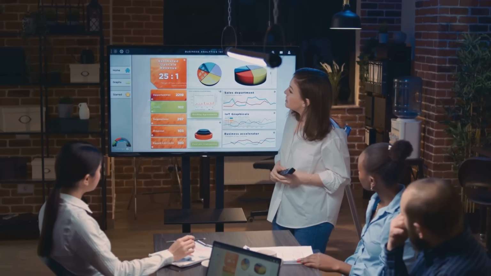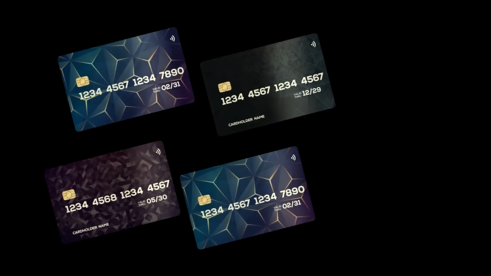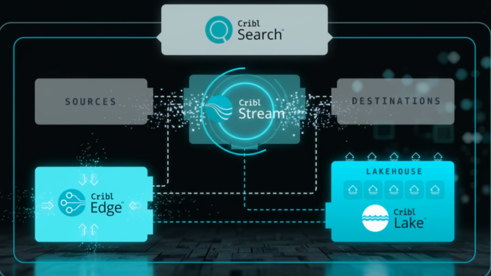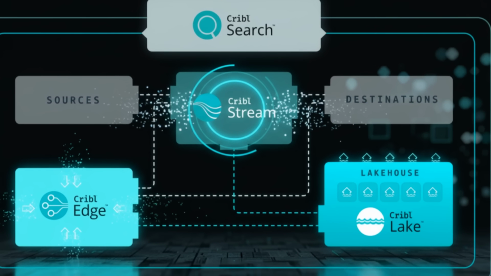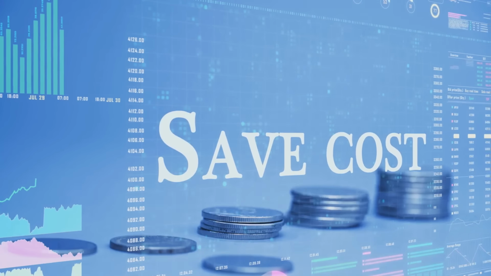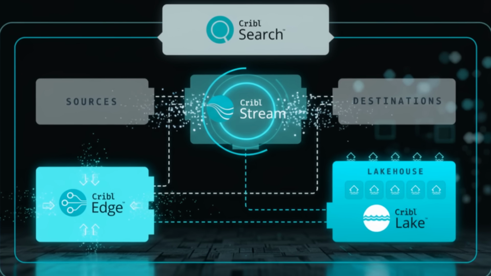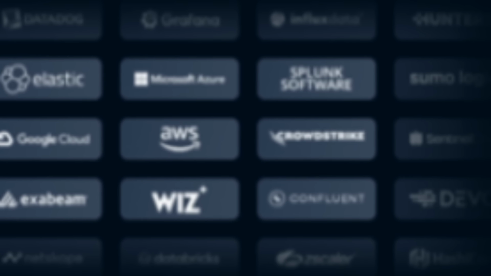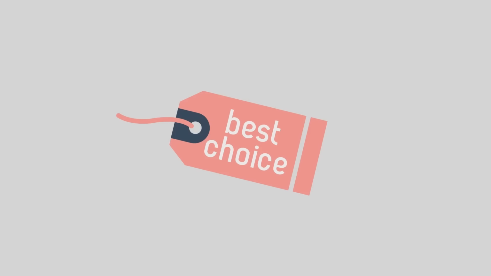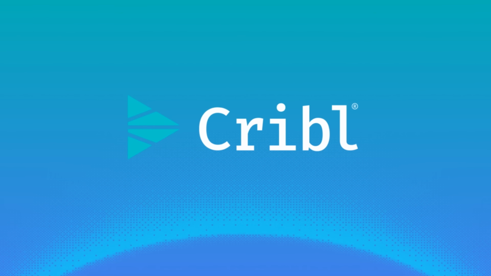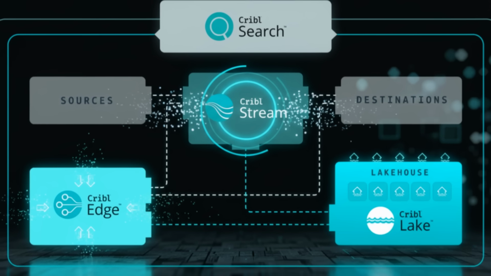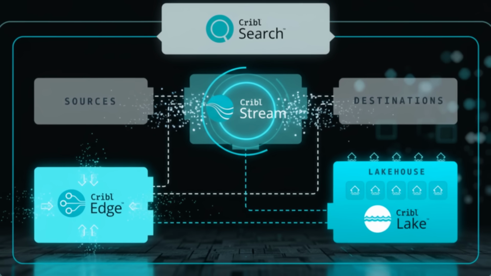Organizations choose Cribl because it gives them something most tools don't: complete control over their data pipeline. They can cut SIEM costs, improve data quality, route logs anywhere, and avoid being locked into a single vendor. Cribl delivers flexibility, visibility, and major cost savings all at once. That's Cribl in a nutshell, the data engine that powers your observability stack.